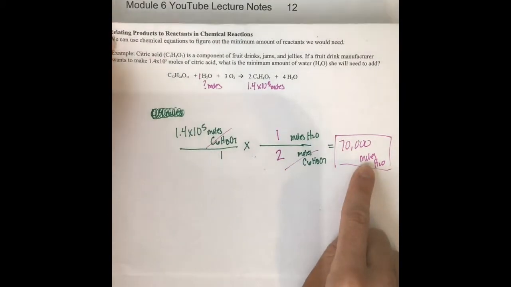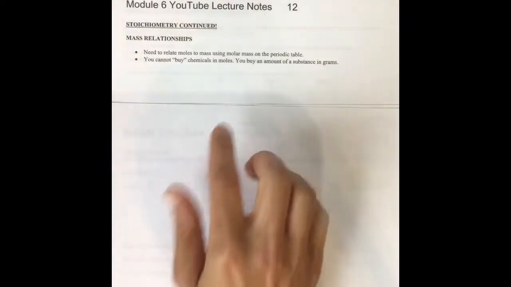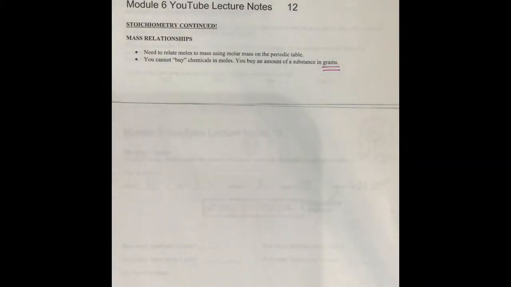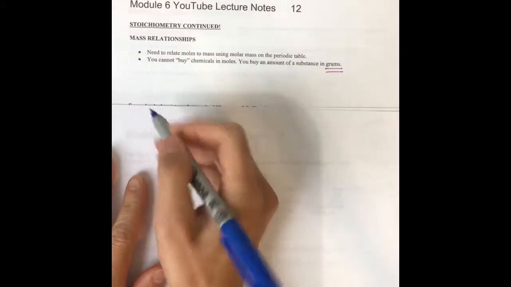Well, moles are not very easy to measure. You can't put them in a graduated cylinder. You can't place them on a scale and weigh them. We have to relate moles to a quantity that we can actually measure physically. And that is often done by relating it to grams. So to wrap up our stoichiometry unit, we are going to introduce the concept of switching moles to grams all the way through a reaction.